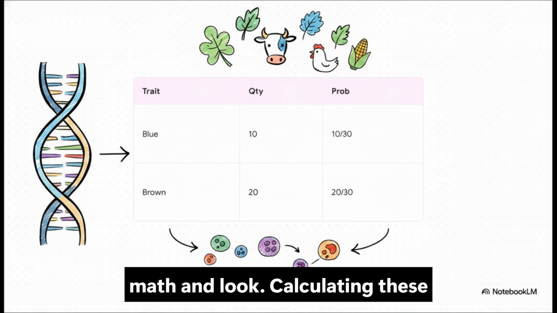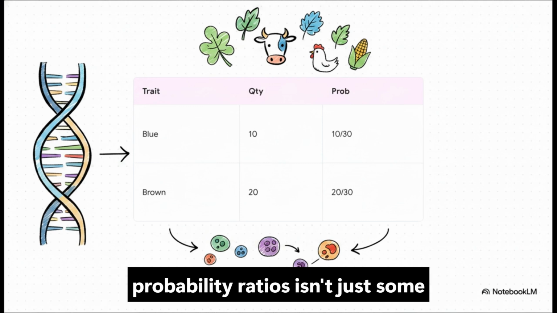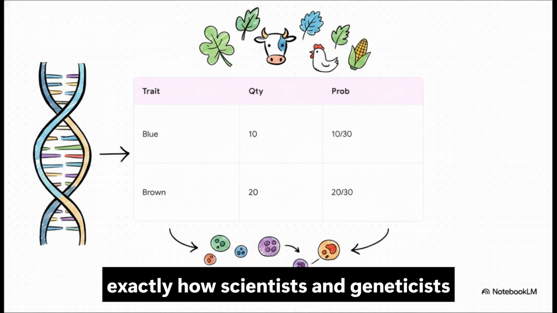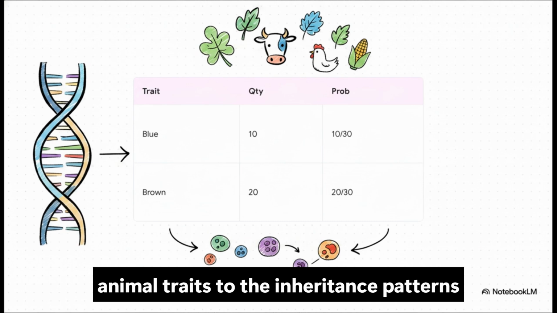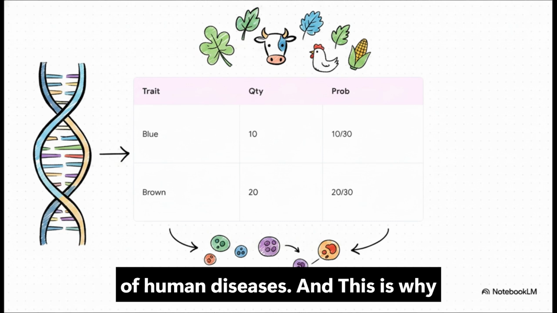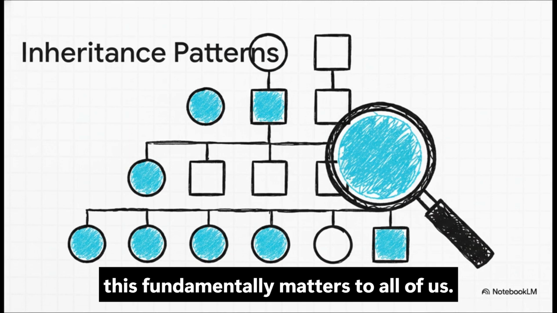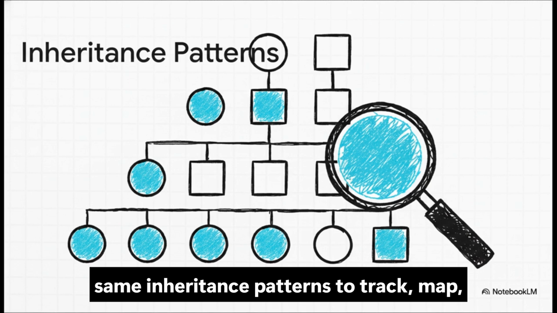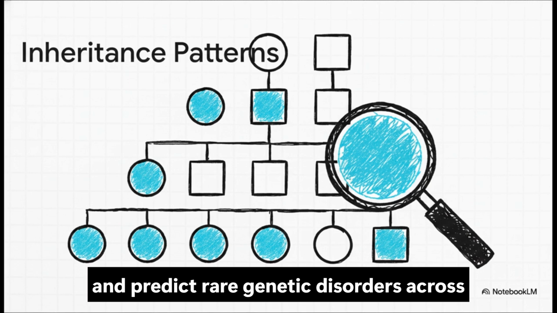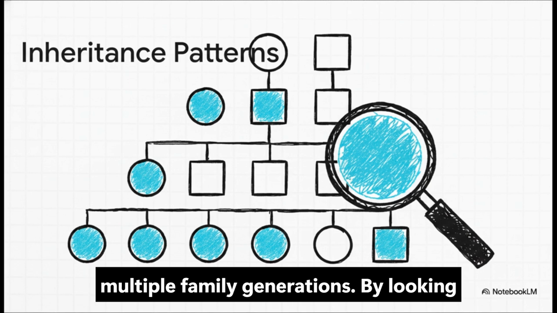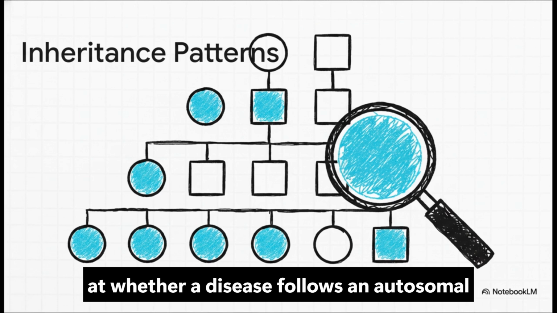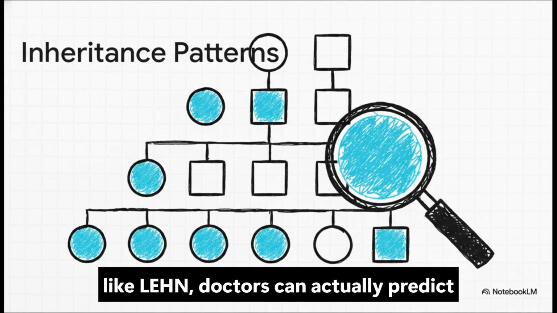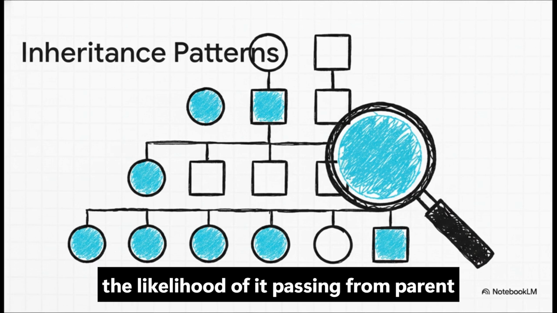And look, calculating these probability ratios isn't just some abstract academic exercise. This is exactly how scientists and geneticists predict everything from agricultural animal traits to the inheritance patterns of human diseases. And this is why this fundamentally matters to all of us. Medical professionals use these exact same inheritance patterns to track, map, and predict rare genetic disorders across multiple family generations. By looking at whether a disease follows an autosomal, X-linked, or even a mitochondrial pattern like LHON, doctors can actually predict the likelihood of it passing from parent to child.